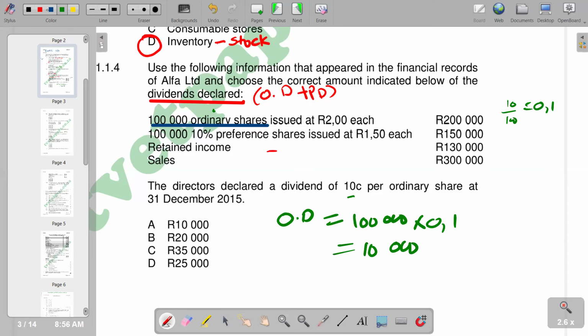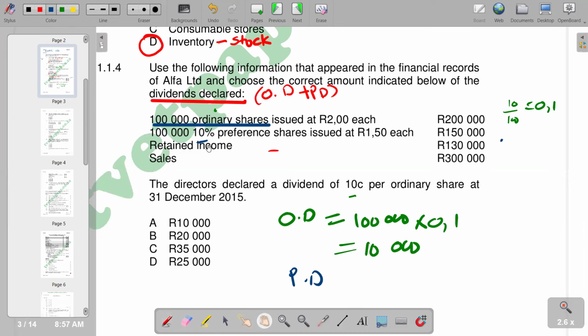Then now we see that we also have our preference dividend. So now we calculate the preference dividends part, whereby we are told that 10% preference shares issued at 150 each. So the 10% that we have will now indicate the preference shares, and we are seeing that the preference shares is 150 each. So basically it becomes easy. So what we are going to do now is we first say 100,000 times 150, and then we're going to get it as 150,000 rands, and then so that's how we are going to get our preference.